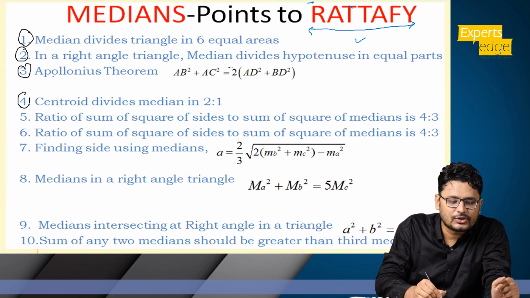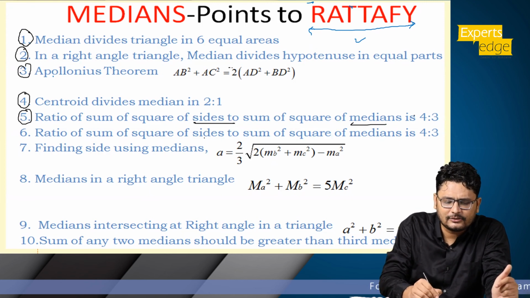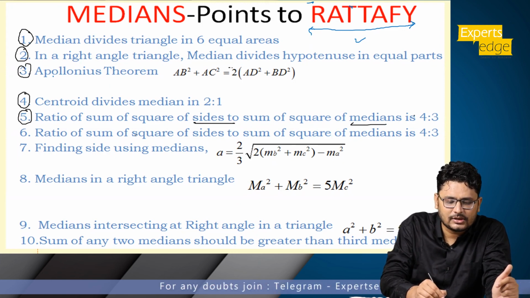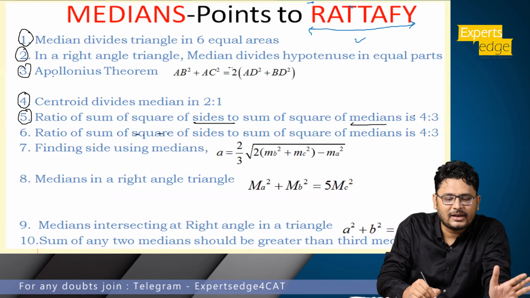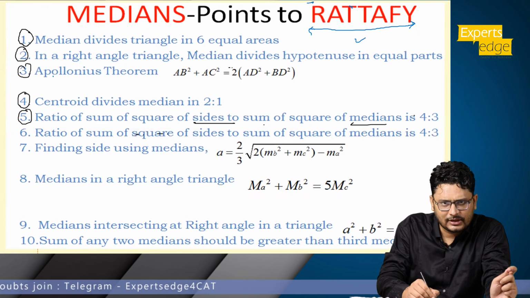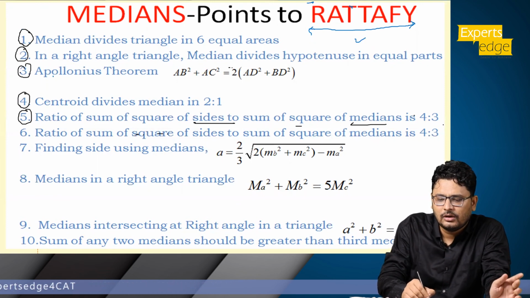Centroid divides into 2:1, and ratio of sum of the squares of the sides to the sum of the squares of medians is always 4:3. Same goes for the area. The ratio of area of the main triangle to the area of triangle formed by the length of the medians is also 4:3.